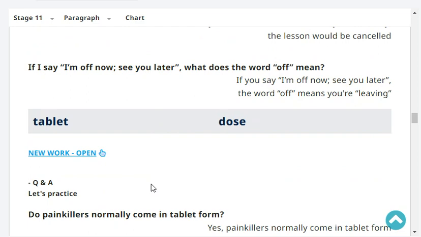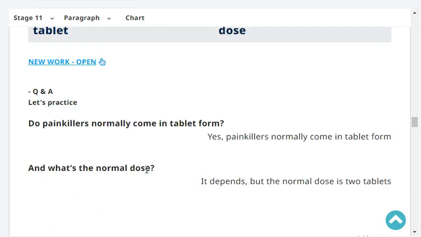Very good. If I say I'm off now, see you later, what does the word off mean? If I say I'm off now, see you later, the word off means you're leaving.